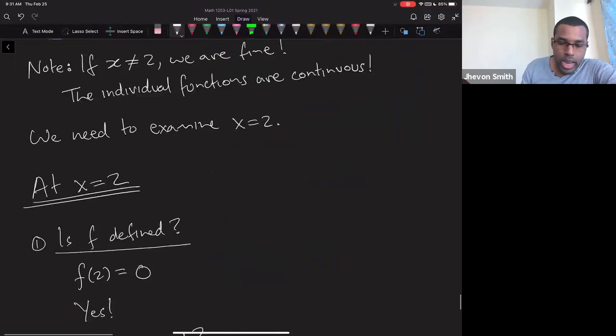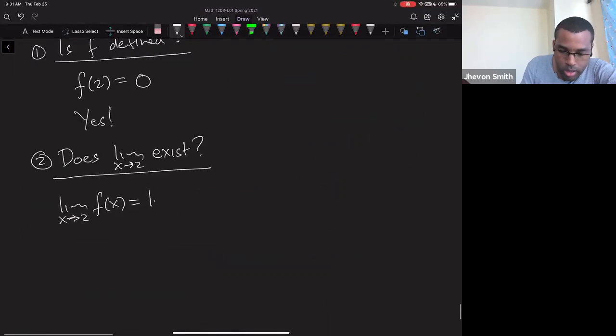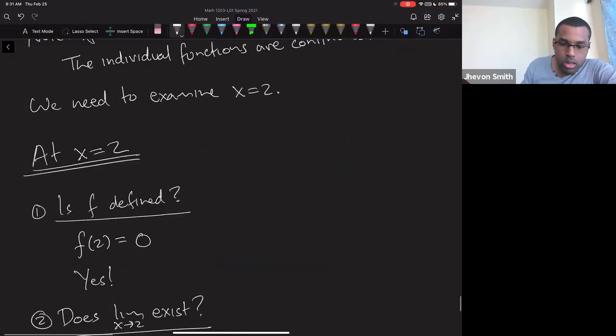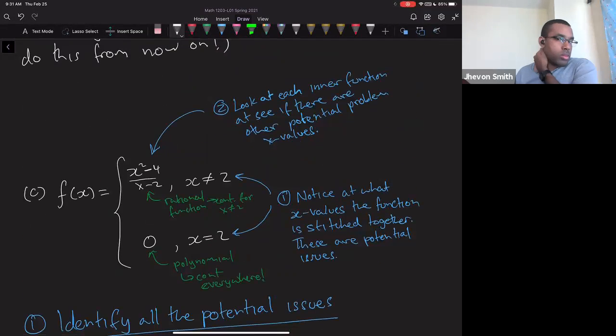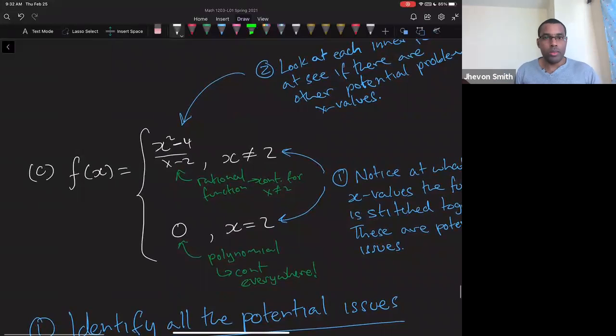Now, how do I find that limit? This is the limit of what? What is the limit as I approach 2? You guys are seeing the function. What is the answer, or what are we taking the limit of?